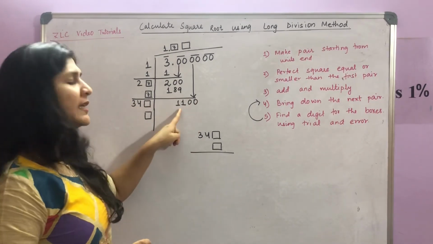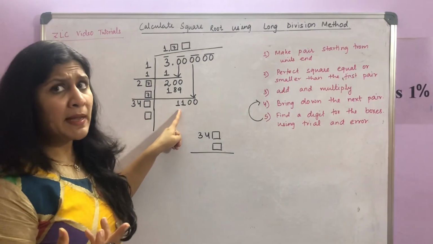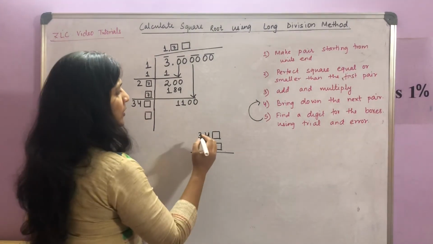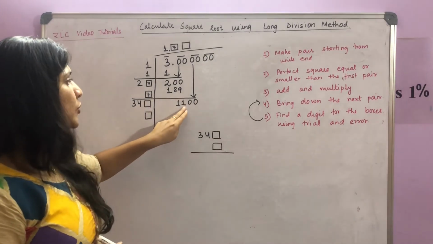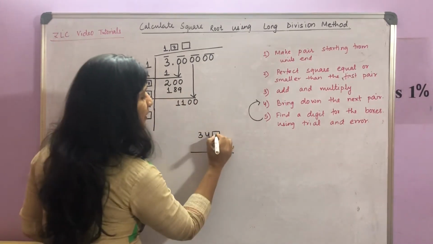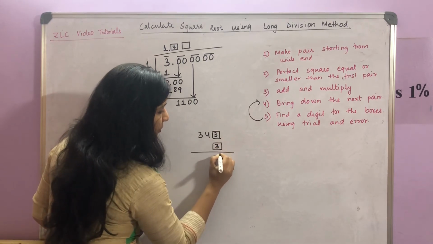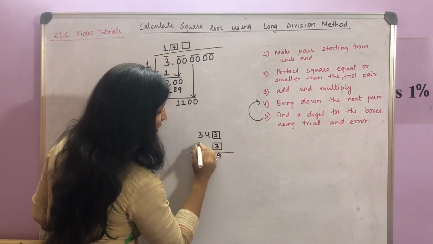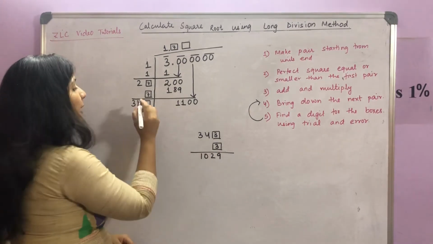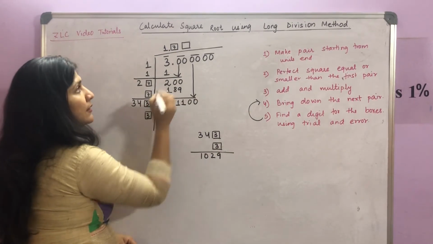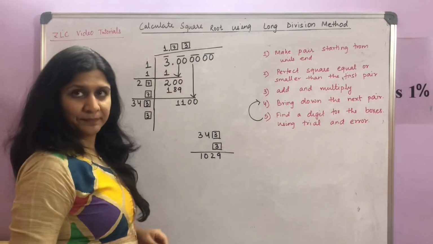So I have a 3 and an 11. So maximum I can go with 4. 3 4s are 12. I can't go with 4, right? Because then I should have a 1200 answer. So let me try with 3. So 3 is going to be 9, 12, 1, 9, 1, 0, 2, 9. Right? So this is smaller than 1100. I can put a 3 here, 3 here, and 3 here.